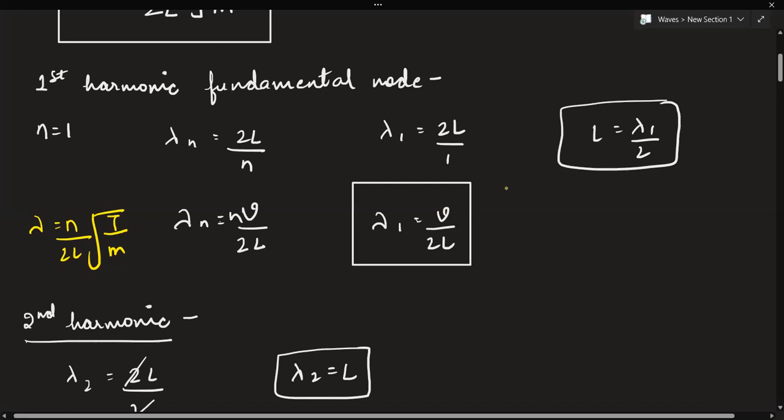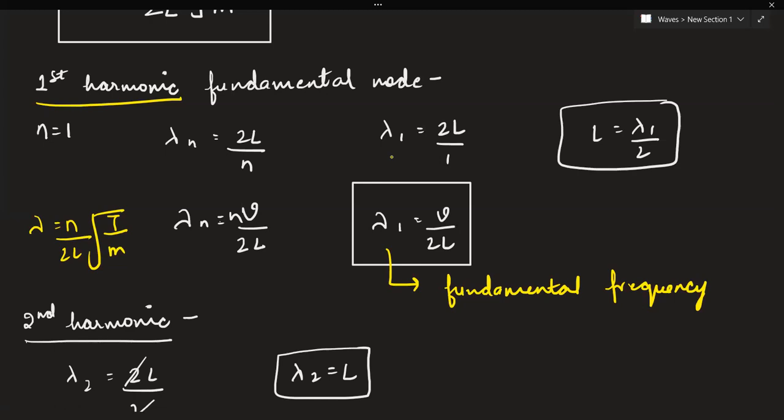Now see this first frequency that I am getting. This frequency is known as the fundamental frequency, or you can say the first harmonic, fundamental mode, or the fundamental frequency. So it is the minimum frequency that can set up the standing wave.